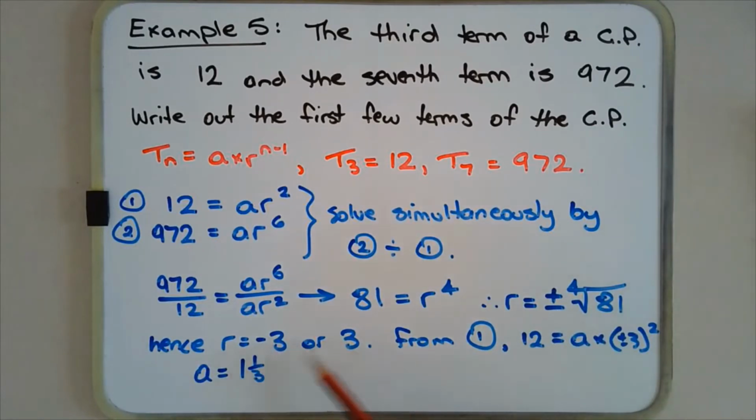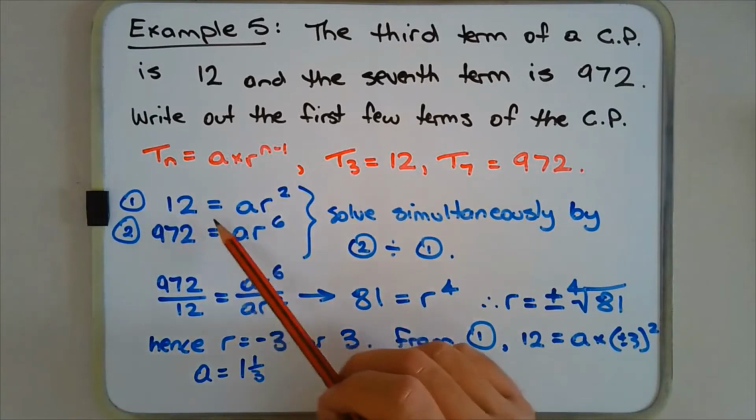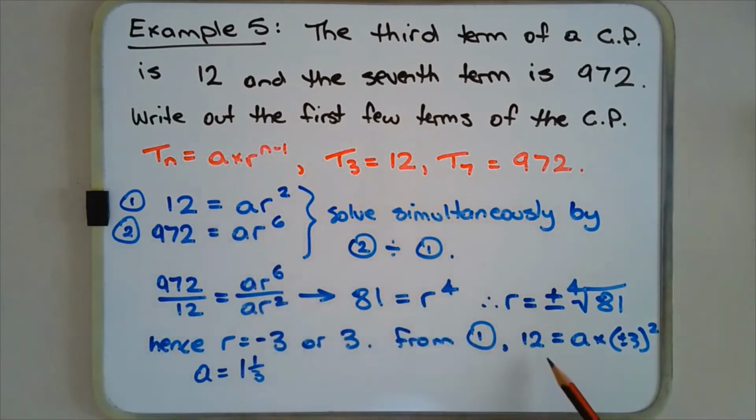Now with either one of those two values for r, if you use say equation number 1 to determine the value of a, we have 12 equals a multiplied by plus or minus 3, squared. It doesn't really matter. You're going to square it. It's going to become positive anyway. And we end up with a equals 1 1/3.